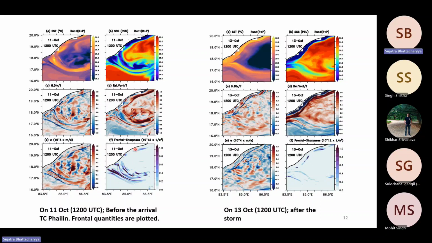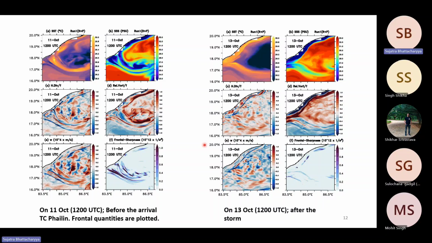And this is the snapshot of 12 hour UTC, 11th October, when the cyclone is somewhere here, before entering here. This is just one day after the storm. You can see this frontal structure nearly vanishes here. That's why you can see this is nearly upwelling favorable only, cyclonic. And here also frontal sharpness is slowly decaying.